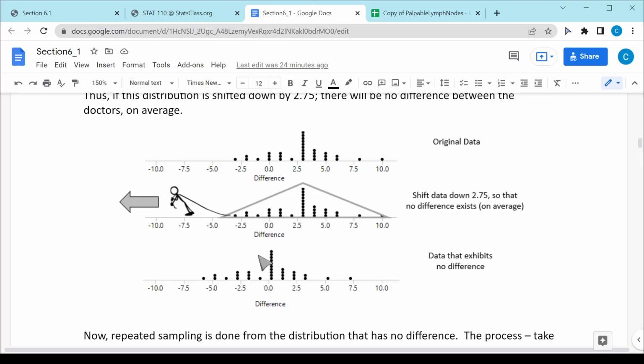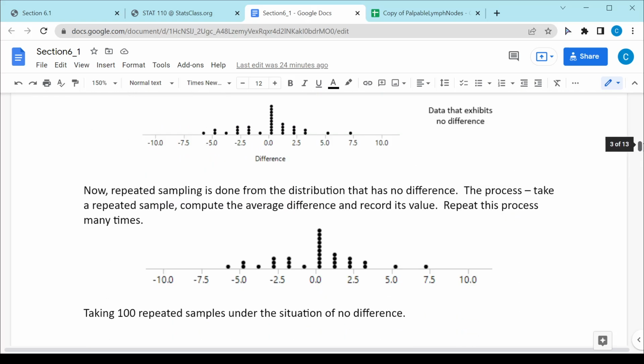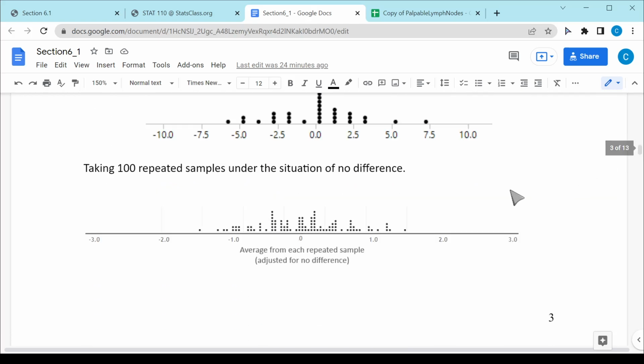Now I do my repeated sampling from this picture. And when we do that, I get lots of repeated outcomes, but now they're centered at 0. And this is what the computer is going to do as well. So when we do this test inside of our spreadsheet, it's going to center this distribution about 0 for me.